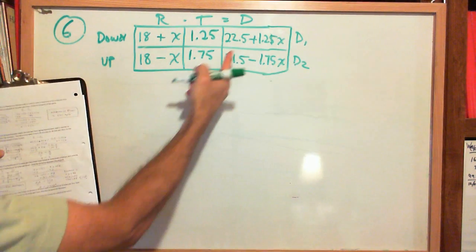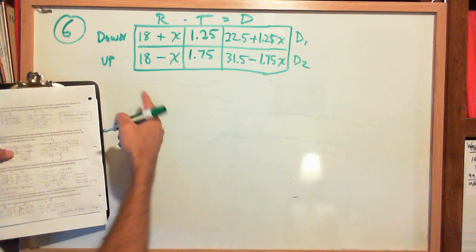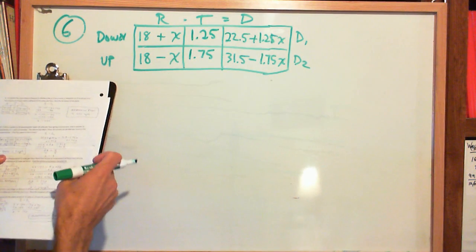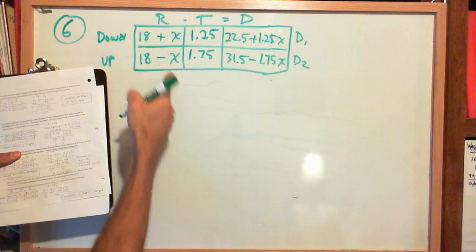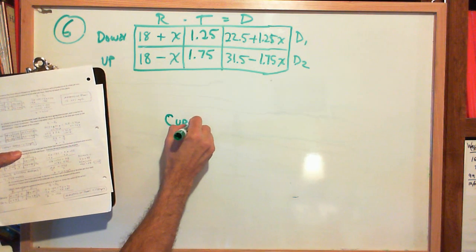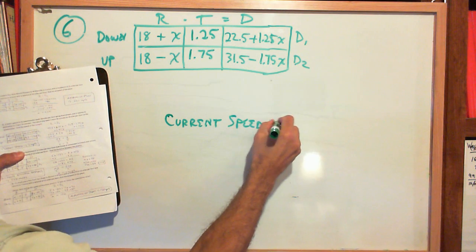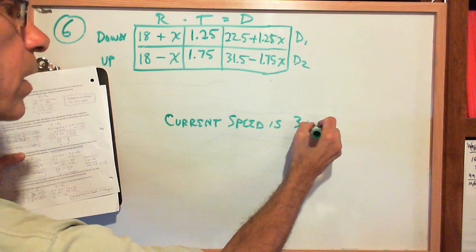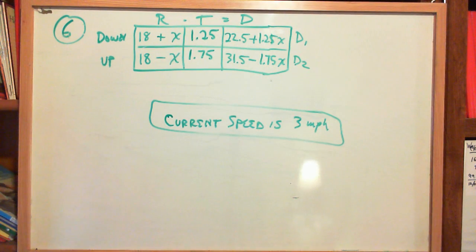You should know what to do now. This equals this, right? And so if I do that and solve for x, I'll find that the current, remember, that's what I'm looking for, the current speed is 3 miles per hour. Put it in a box, I'm done. So that's 6.